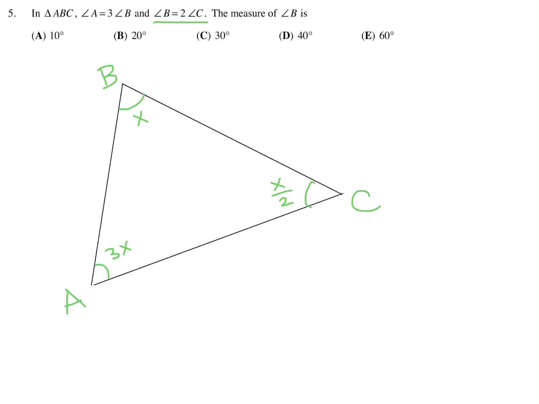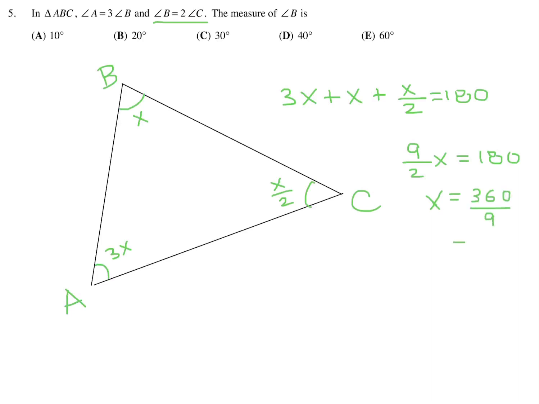And we always know that the sum of the angles of any triangle is equal to 180. So we just have to solve this equation. So solving for this, we get 9 over 2 x is 180. And therefore x is equal to 360 over 9. And therefore x would be 40. And x is what I denoted as the value of angle B. And therefore that is what they're asking for. So number 5, the answer is D.